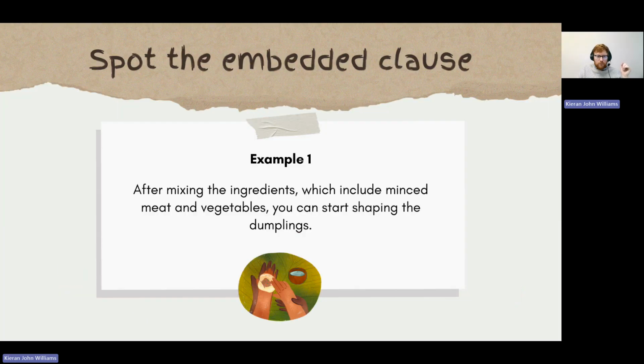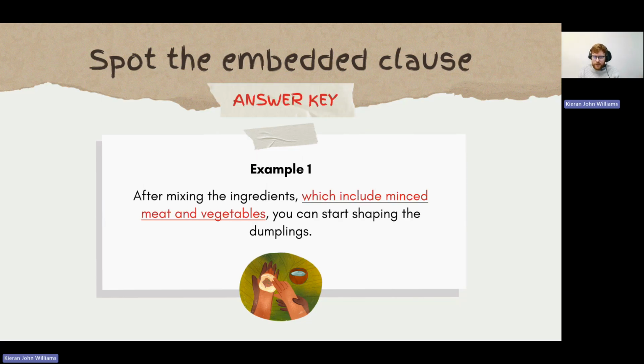Okay, so the first one here on the screen. "After mixing the ingredients, which include minced meat and vegetables, you can start shaping the dumplings." Where is our embedded clause here? Well, it is this one, "which include minced meat and vegetables." It's introduced by the word which, and it tells us much more about the ingredients. If you remove it, the sentence still makes sense, but it is much less informative. With the embedded clause included, the sentence becomes richer and more specific.